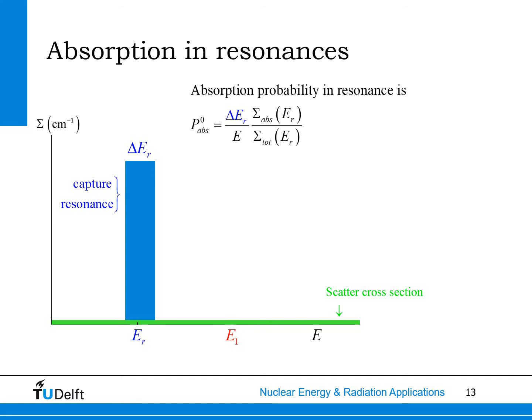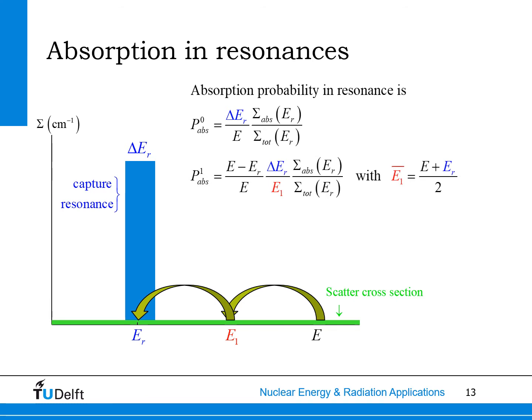Now we will calculate the probability for a neutron to be absorbed at the resonance after one intermediate scatter event between E and ER. The probability of the neutron to scatter once between the initial energy E and the resonance energy ER is the ratio of the energy interval between E and ER and E. Once the neutron has scattered at E1, the probability to scatter to the resonance energy ER is equal to the ratio of delta ER and E1.